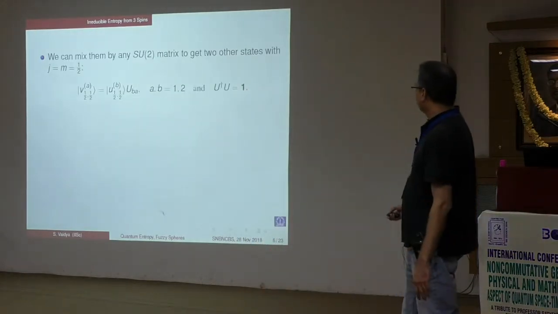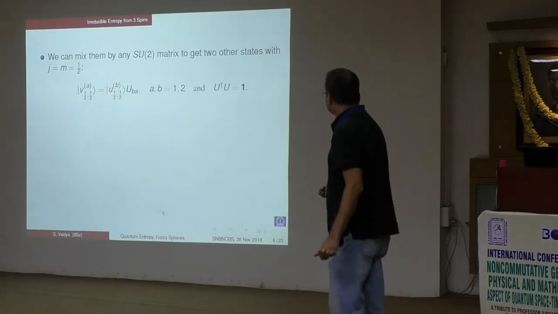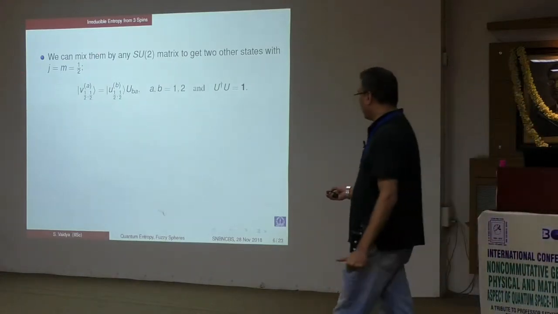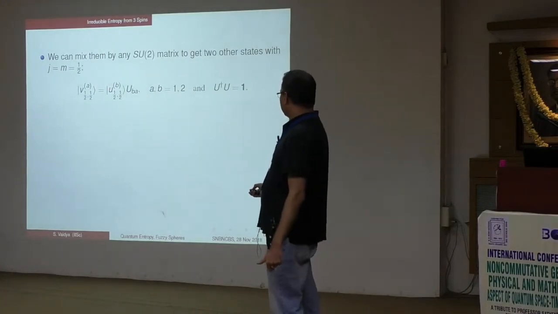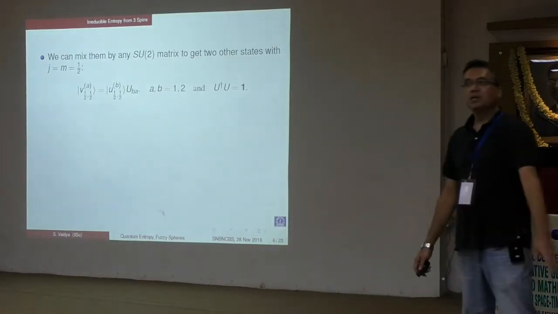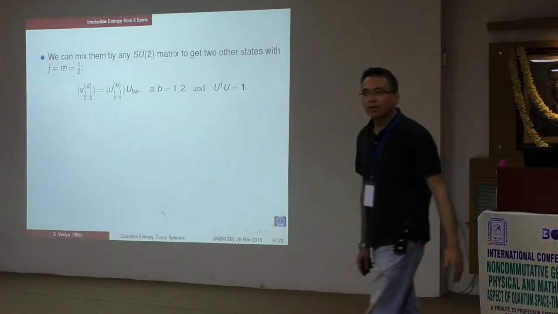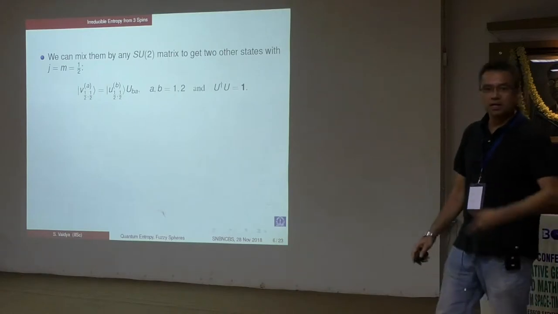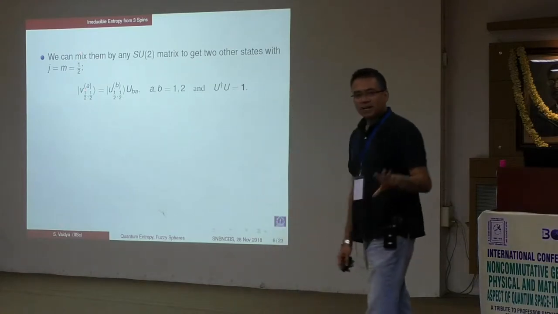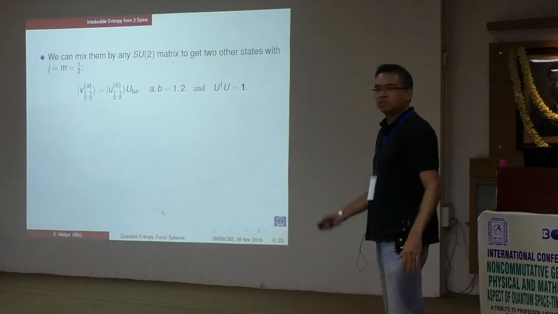But we notice that because there are two of them, I can mix these two by an arbitrary SU2 matrix to get two other states with the same quantum numbers, j equal to half, m equal to half. So I can get a V by just rotating the U's with an SU2. And these V's will again continue to have Sz equal to plus half and S squared equal to half into half plus 1. So in other words, the U's and the V's will have exactly the same expectation values, or the same observables will see no difference between the U's and the V's.